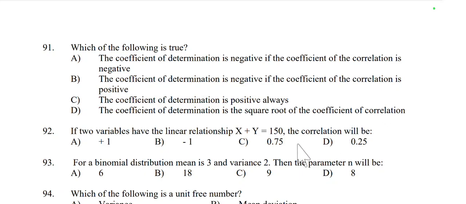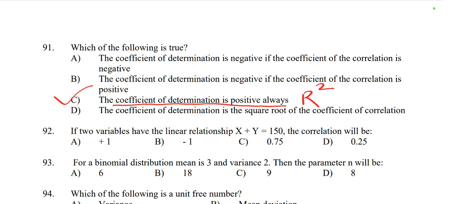The right option is option C. The coefficient of determination is always positive. Coefficient of determination is denoted by R square. R square represents the proportion of the variance in the dependent variable that is predictable from the independent variable.